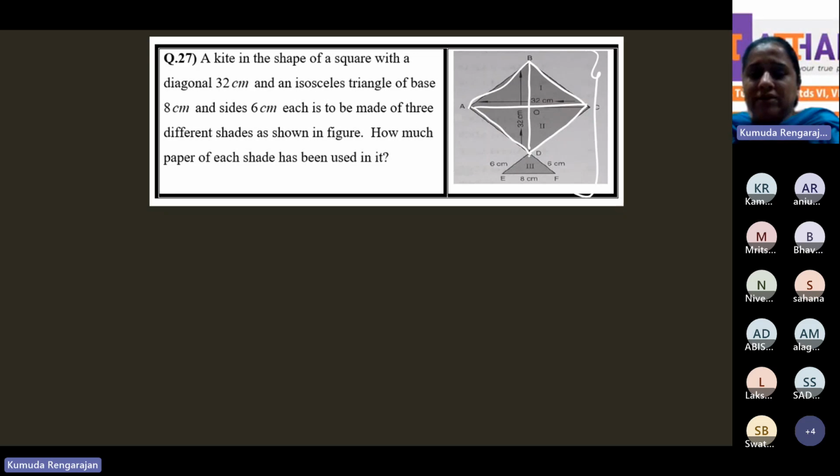Now, at the bottom you see a triangle. This one is an isosceles triangle. 6 centimeters, 6 centimeters, and the base is 8 centimeters.